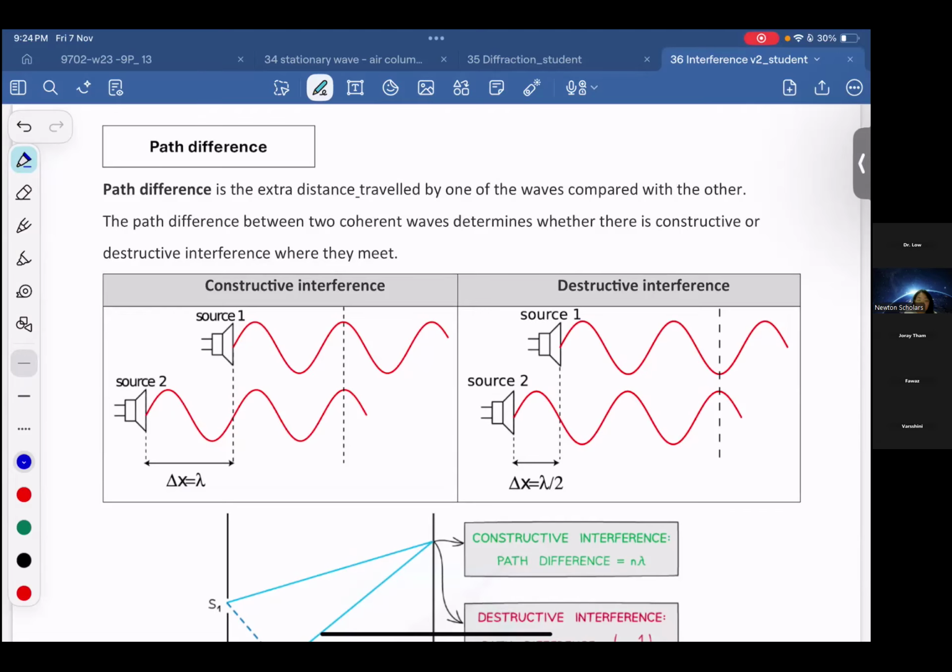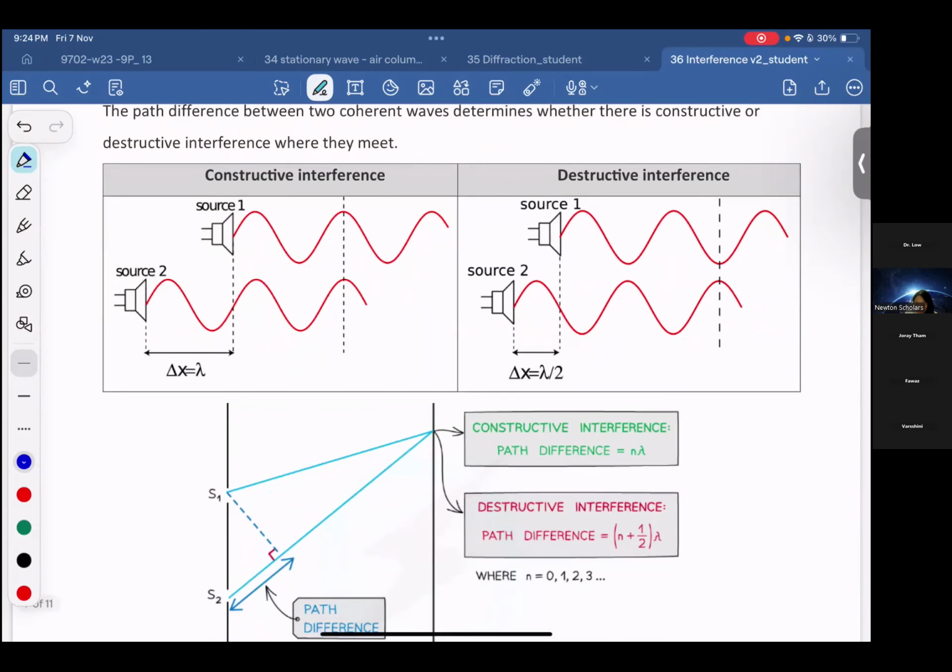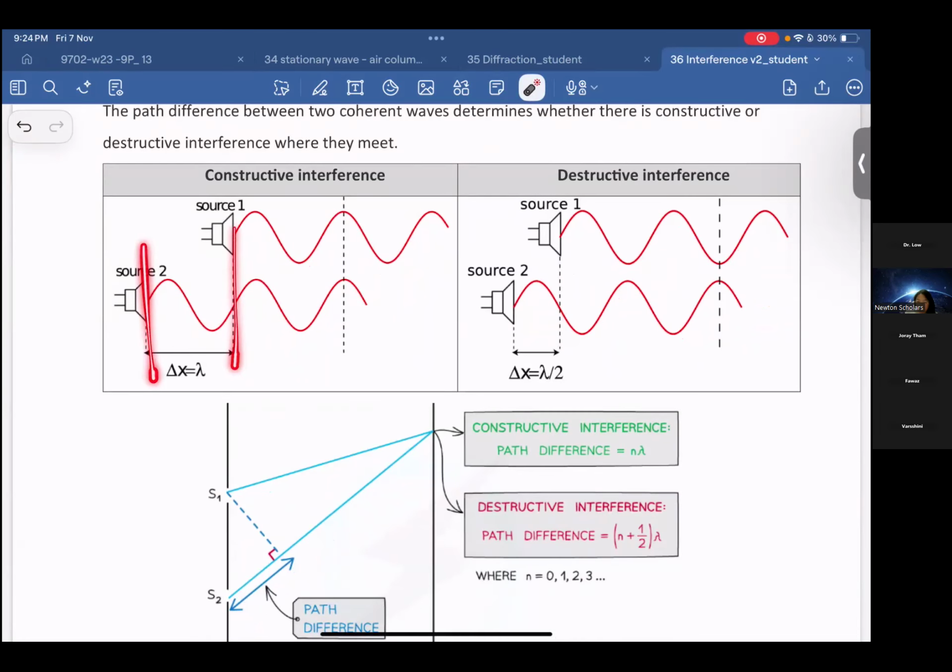For example, here, this is their path difference. What is the extra distance travelled? So here, this is their path difference. At the end, they are crest and crest, crest and crest until the end. Let's say here, crest and crest meet. So I know that with this pattern we will get a constructive interference.